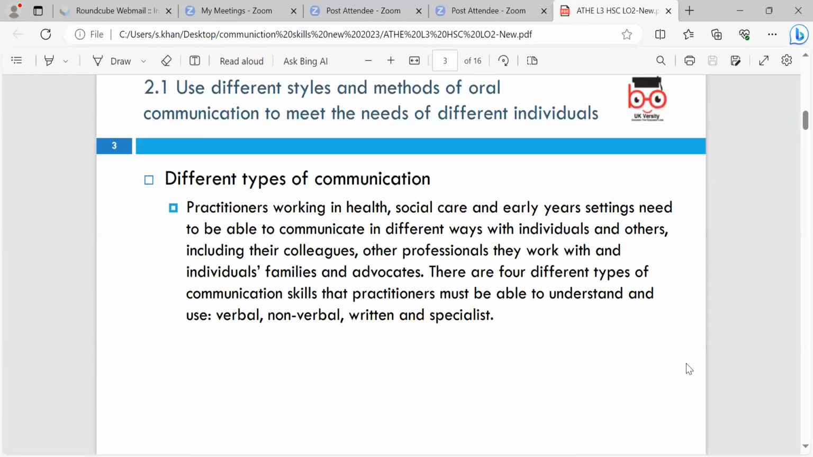2.1, use different styles and methods of oral communication to meet the needs of different individuals. Different types of communication. Practitioners working in health and social care and early years settings need to be able to communicate in different ways with individuals and others, including their colleagues, other professionals they work with, families, individuals, and advocates. There are 4 types of communication skills that practitioners must be able to understand and use: verbal, non-verbal, written, and specialist.